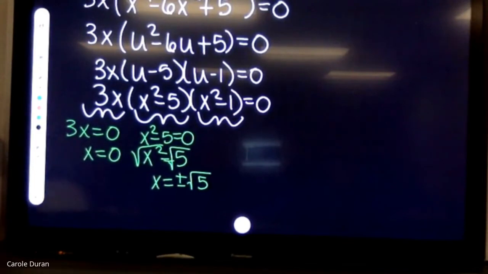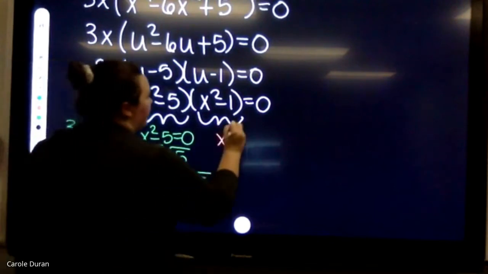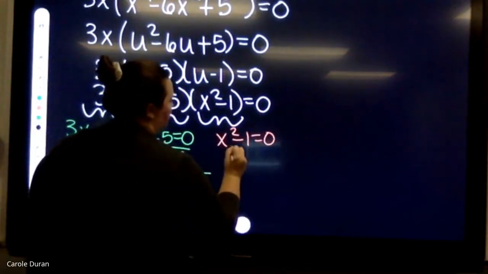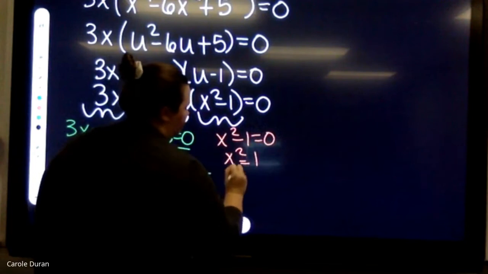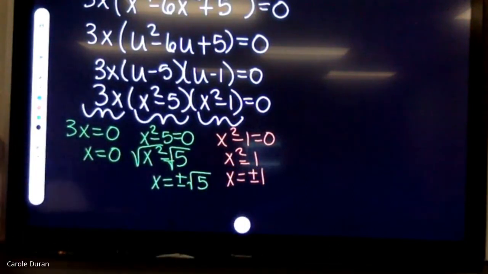Okay. We'll come back. I do the same thing with the x squared minus 1. I set it equal to 0, add the 1 over, and square root both sides. And I get x equals plus or minus 1, because the square root of 1 is either positive 1 or negative 1.